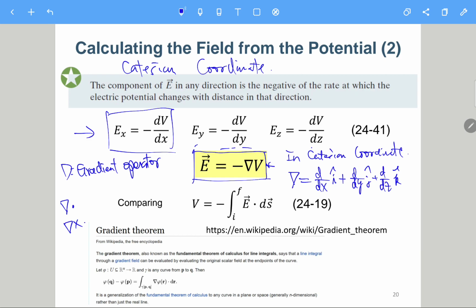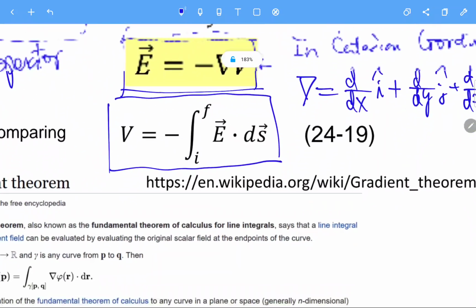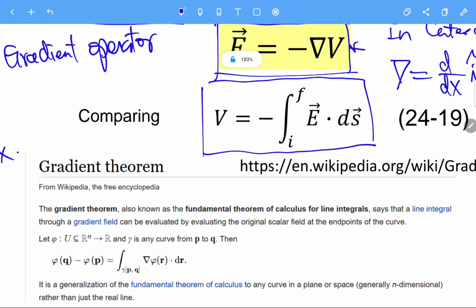So actually we can write it as the gradient operator. Previously we learned that V is minus the line integral of the E field over the path. And now we can write it as E is minus the gradient of V. So actually this is the fundamental theorem of calculus for the line integral.